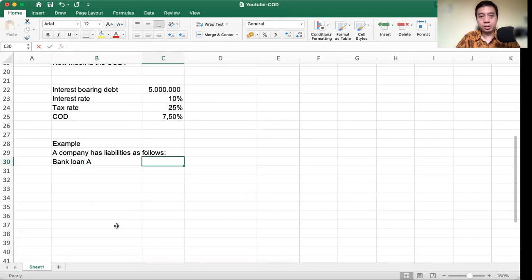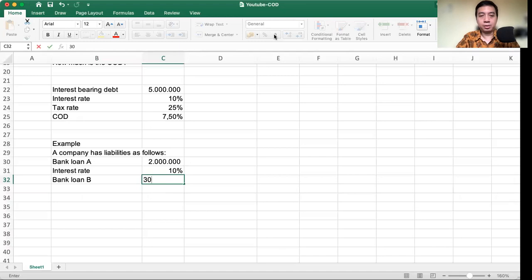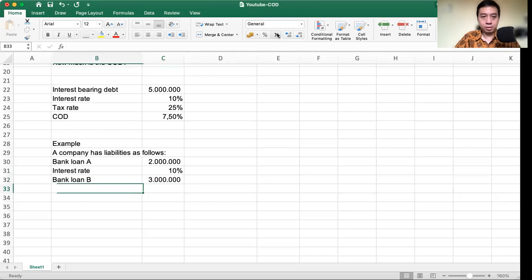Bank loan A is actually 2 million, and the interest rate is about 10%. And then bank loan from B is, let's say, 3 million, with the interest rate of, for example, 8%. So the tax rate will be 22%. So how much is the cost of that?